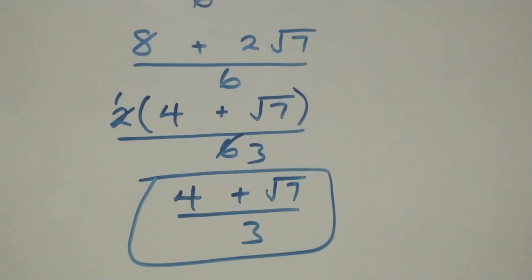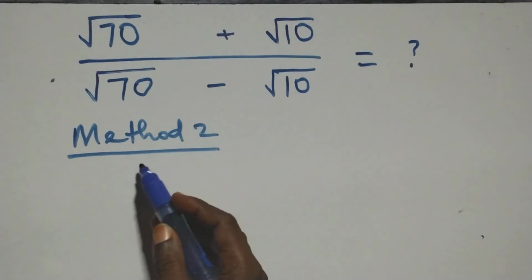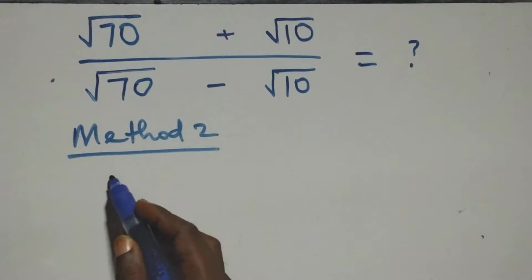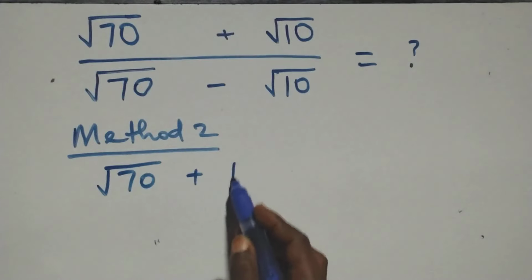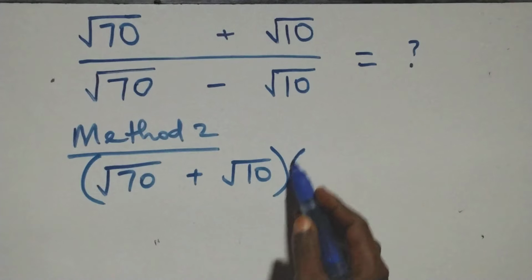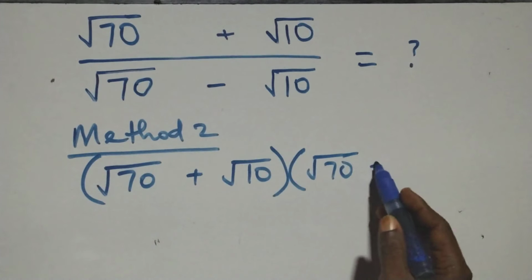Then let's use the second method here. From here, we rationalize this directly. Multiply the numerator and denominator by the conjugate of the denominator. That is, we have root 70 plus root 10 multiplied by the conjugate here. That's also root 70 plus root 10.